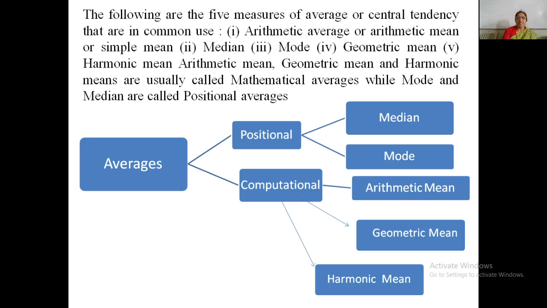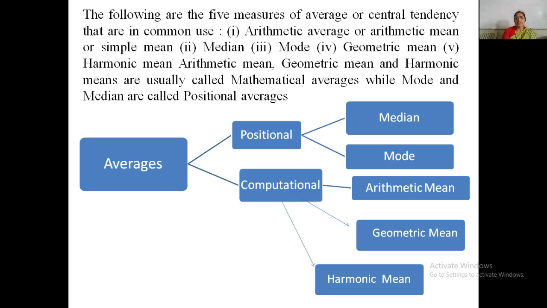So median is obtained with the help of the graph or with the help of the ogive curve, and therefore median is the positional value, position in the sense of position in the graph for the n by 2th observation, that is exactly the 50th observation, that is the 50th percentile.